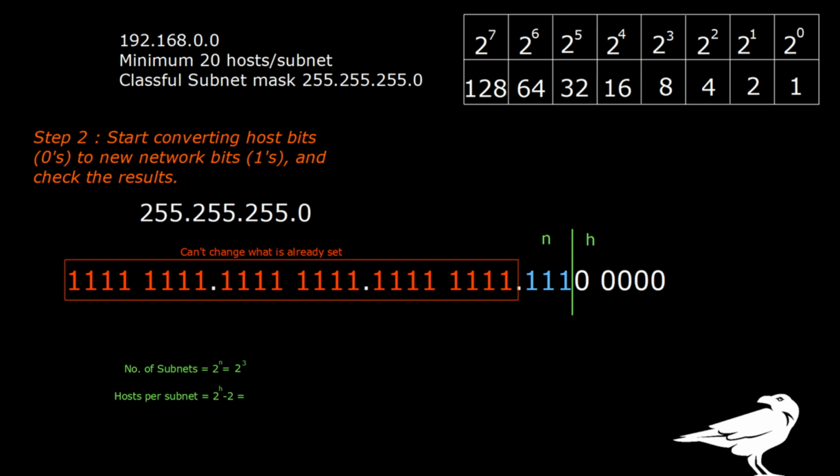2 to the 3 is 8 new networks. And I've got 5 host bits left behind, so all 5 binary zeros. So that is 2 to the 5 minus 2. So it's 32 minus 2 gives me 30.